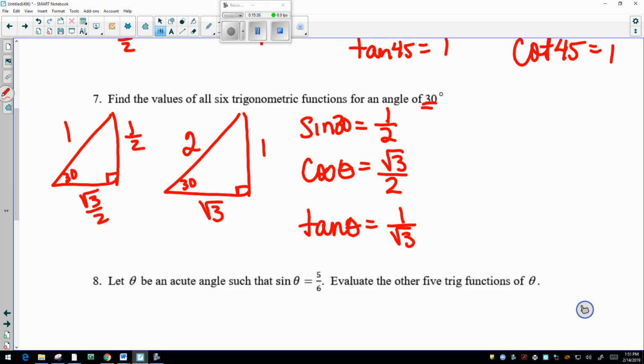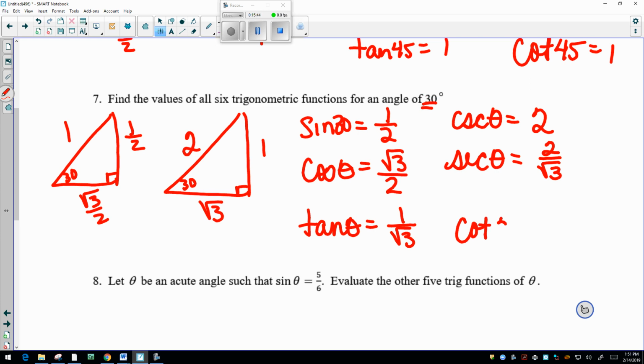Okay, our reciprocal functions. The reciprocal of sine is cosecant, which would be 2. Reciprocal of cosine is secant. So if I flip it, I get 2 over radical 3. And the reciprocal of tangent is our cotangent. And the reciprocal turns out to be radical 3.